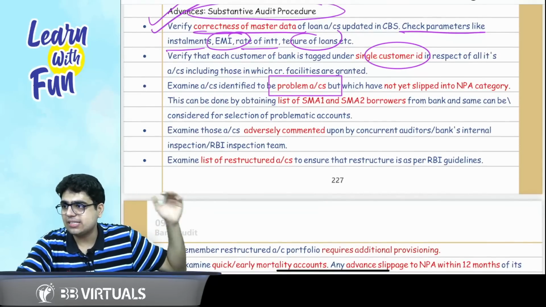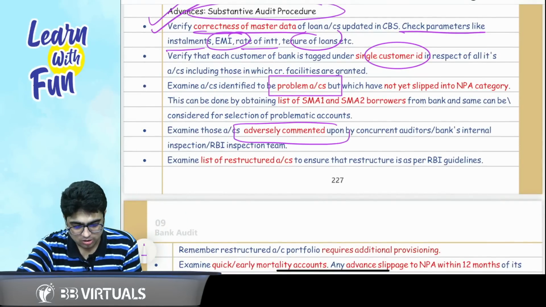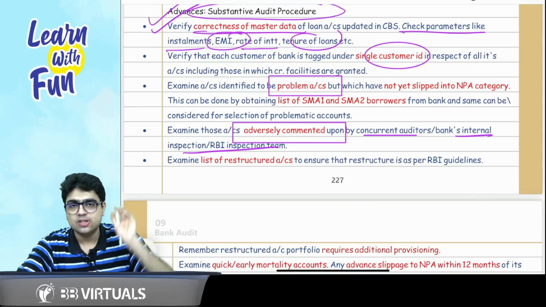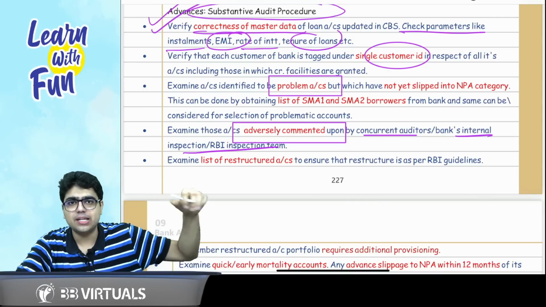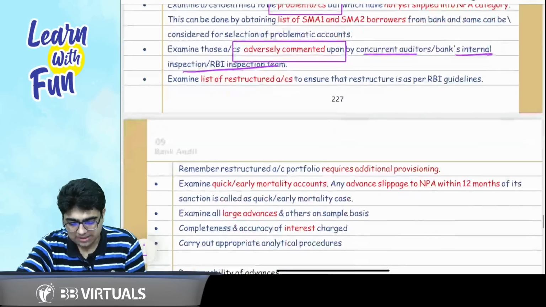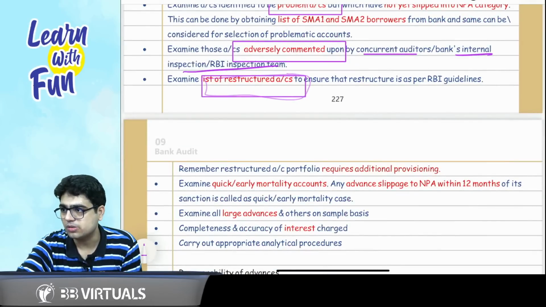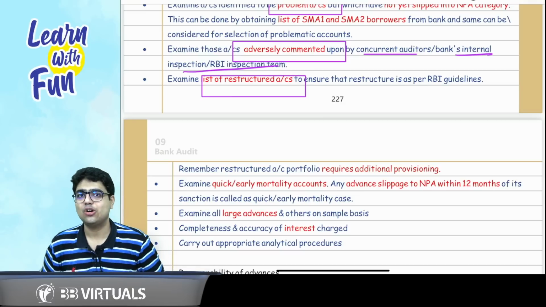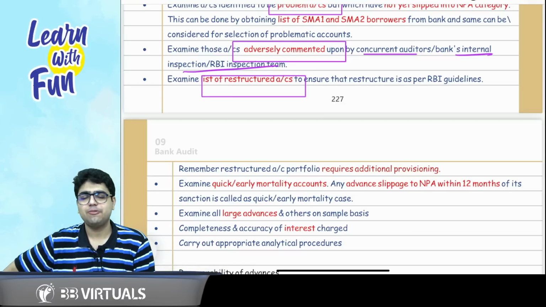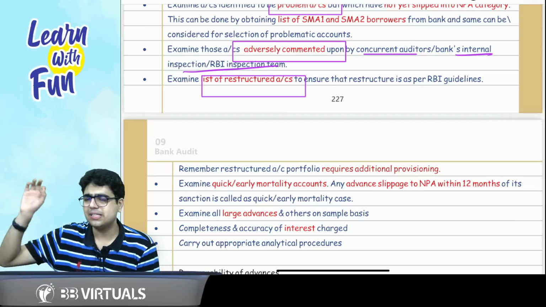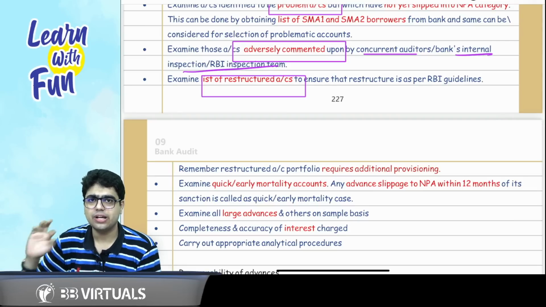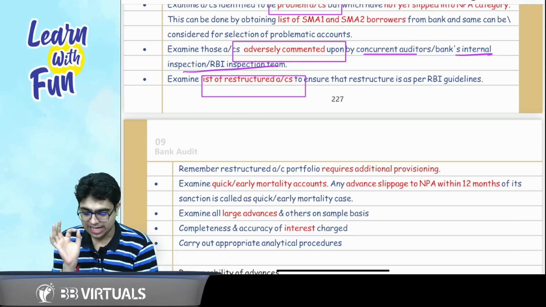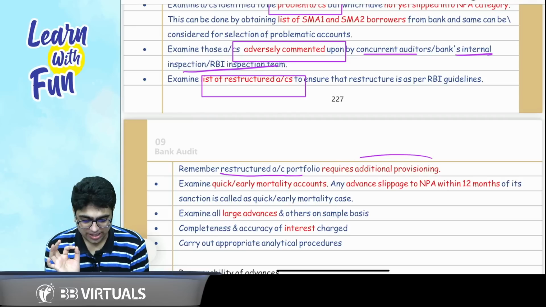Another point linked to it is those accounts which have been adversely commented by the concurrent auditor or internal auditor of the bank, plus the list of restructured accounts. You must have studied the concept of internal reconstruction in your intermediate. Whatever accounts have been restructured, meaning the principal amount was reduced, the interest rate was reduced, the tenure was increased, anything, they should be focused on. And remember, restructured accounts require additional provisioning.